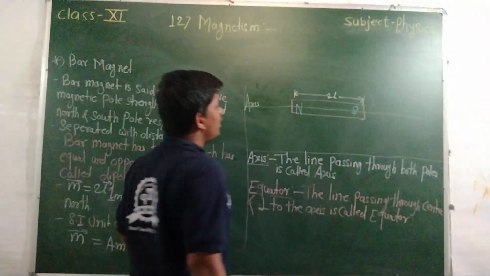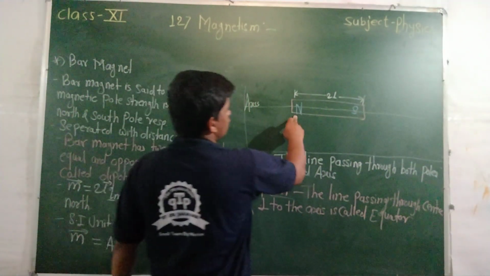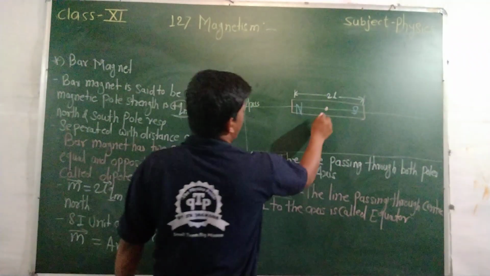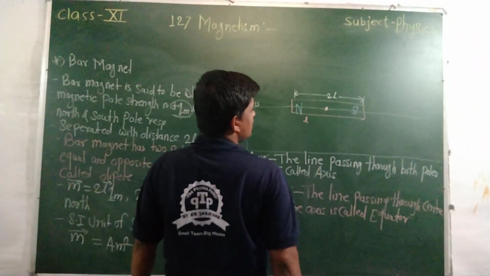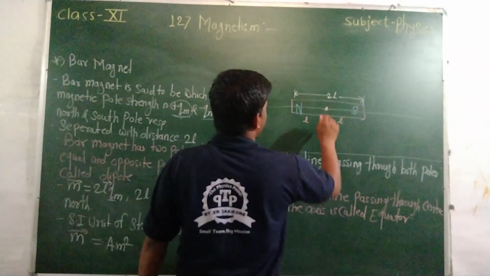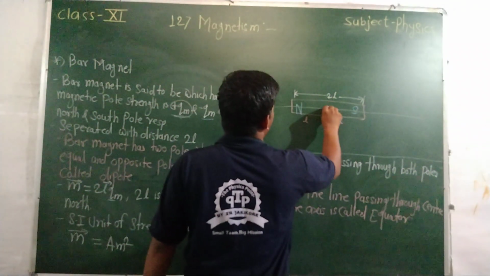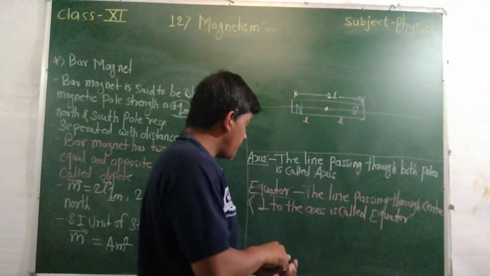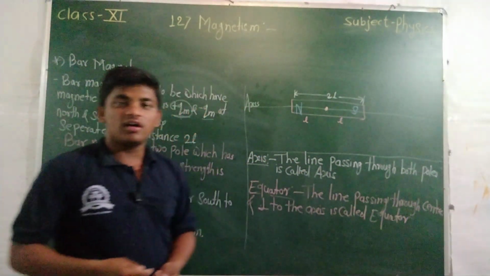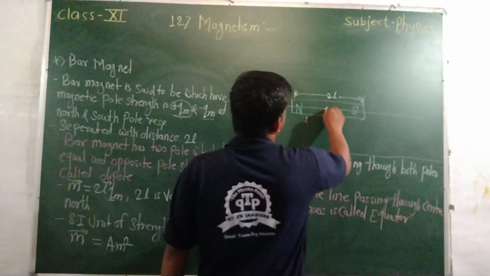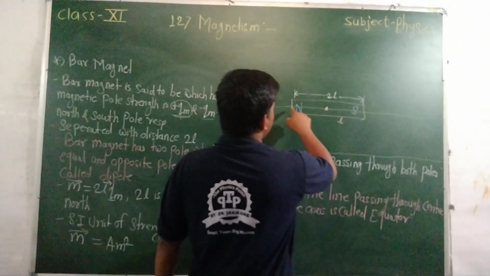Consider this is 2L, the length between the north and south poles, and the exact center. The distance from the center to the north pole is L, and the distance from the center to the south pole is L. The line passing through the center, which I will draw in a different color, is the equator. The line passing through the center of the magnet and perpendicular to the axis.